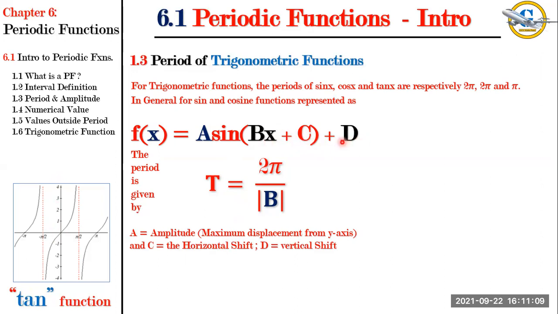Now d is the vertical shift. This value of d helps us to shift the function upwards or downwards. We are going to see some examples here.